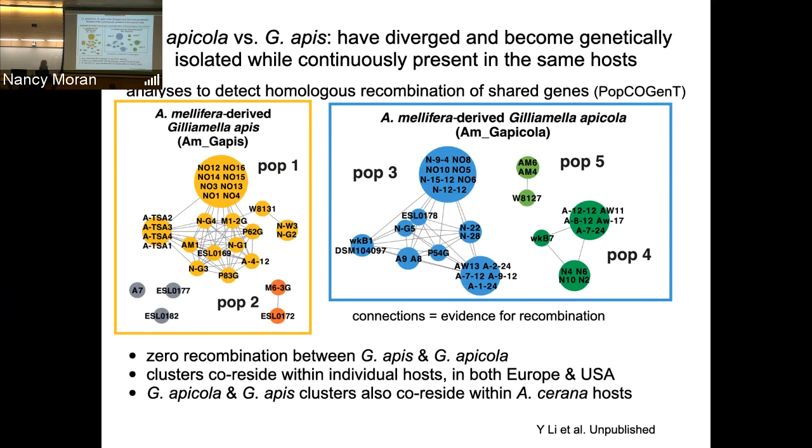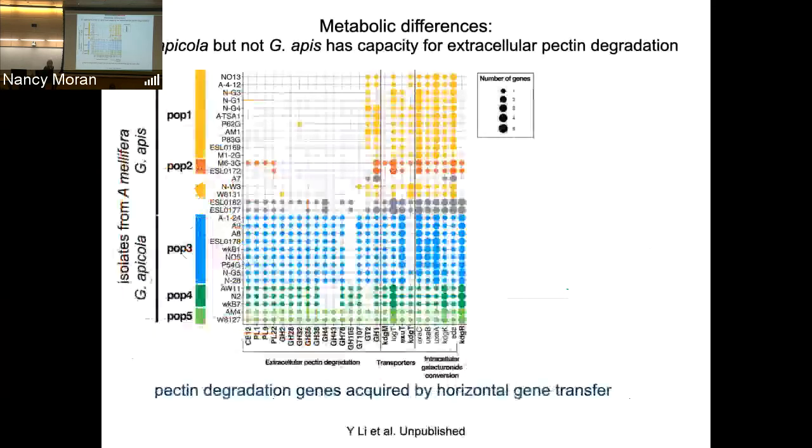Another point is every honeybee has both apis and apicola in it, so they're co-residing in every bee. And they also co-reside within this other Apis species, Serrana, which is the most widespread one in China and other parts of Asia. So if we sequence genomes, we can see there's metabolic differences.